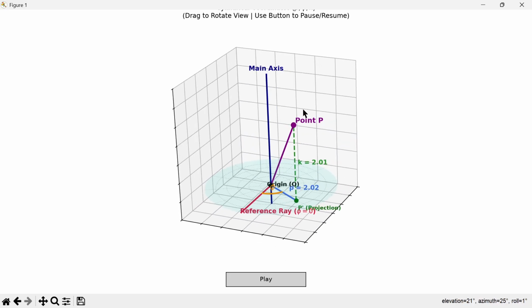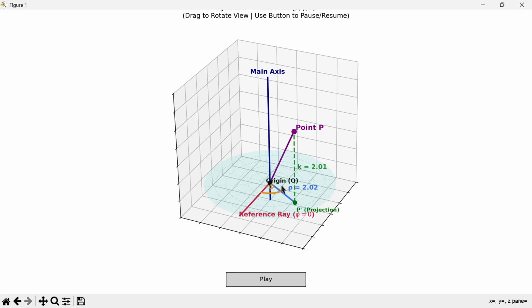And what is phi? Phi is the angle that the vector joining O and P, or rather its projected vector OP dash, makes with the reference ray. OP dash is the projection of the vector OP on the plane which is perpendicular to the main axis. This angle is phi. And k is the distance from the origin along the main axis of the point P. The shortest-distance line will strike the main axis somewhere around here, and k is that point, this height.